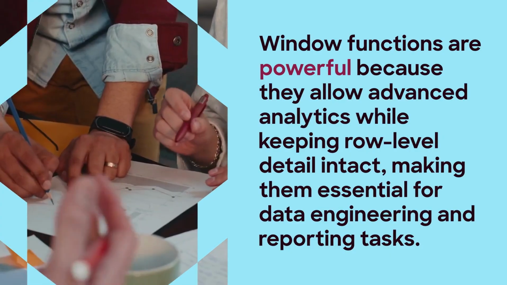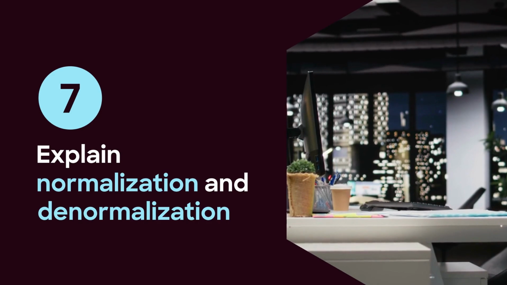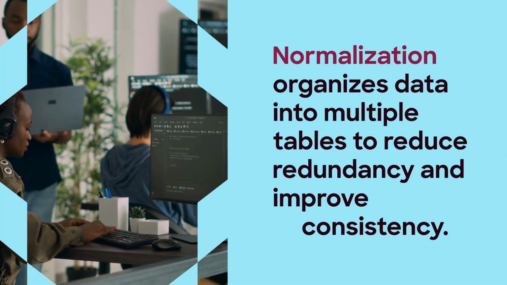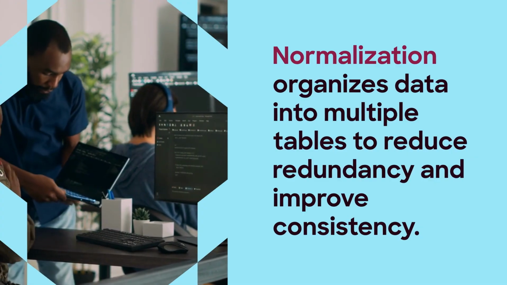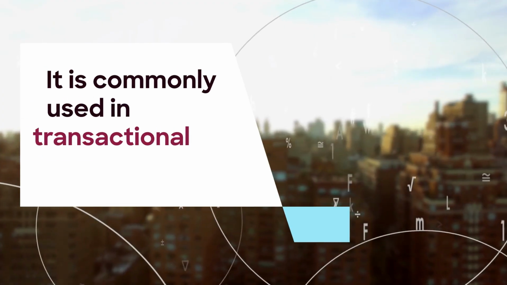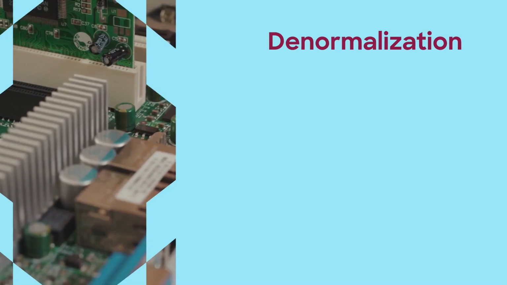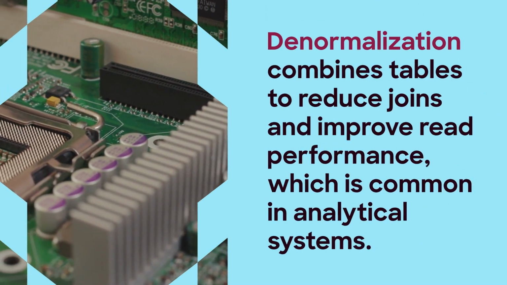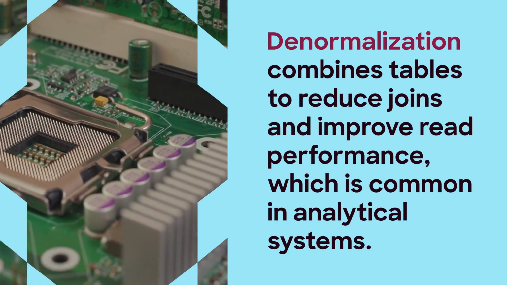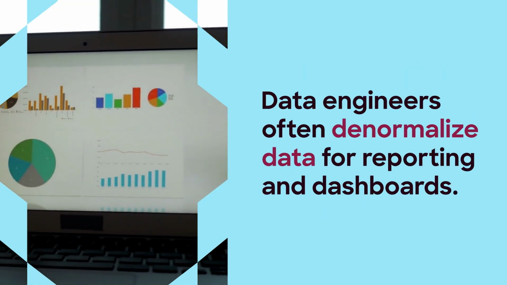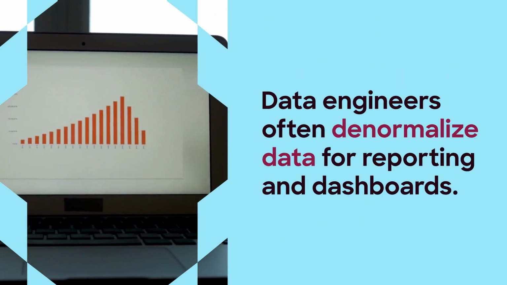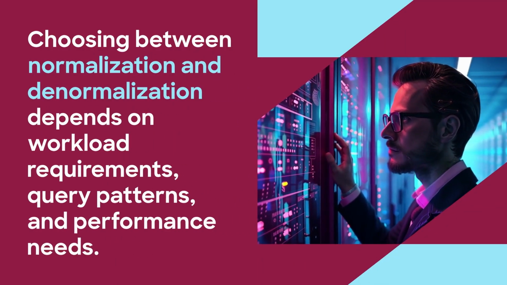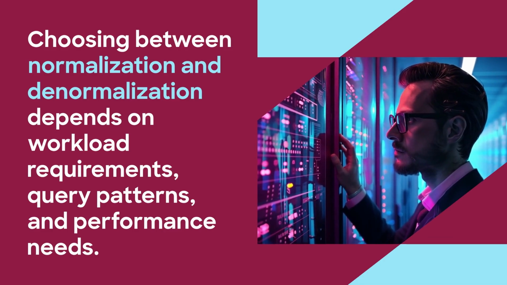7. Explain normalization and denormalization. Normalization organizes data into multiple tables to reduce redundancy and improve consistency. It is commonly used in transactional systems. Denormalization combines tables to reduce joins and improve read performance, which is common in analytical systems. Data engineers often denormalize data for reporting and dashboards. Choosing between normalization and denormalization depends on workload requirements, query patterns, and performance needs.